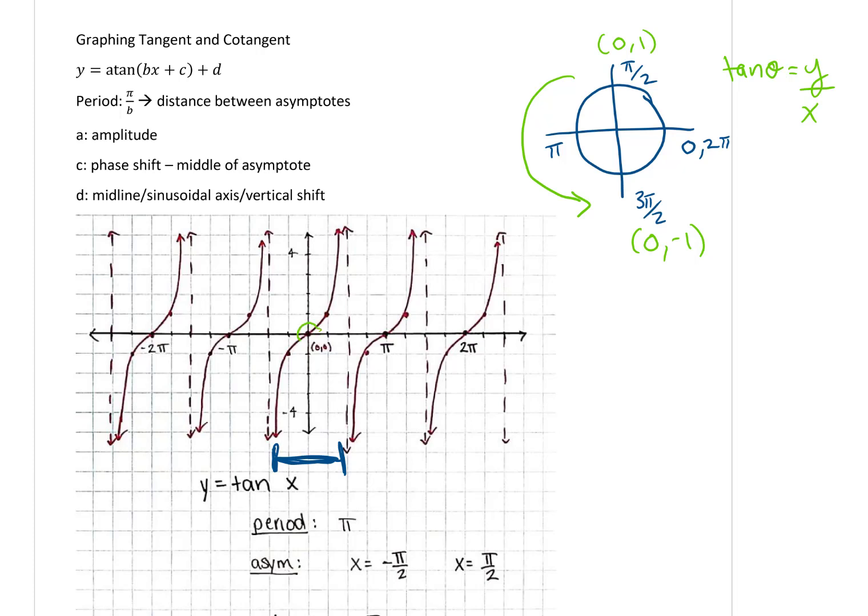Notice that it goes through 0, 0, and then we have a point at pi over 4, 1, and -pi over 4, -1. So these two spots right here. The period is pi, and the asymptotes are a distance of pi apart because of the period. Two asymptotes that we like to focus on are -pi over 2 and pi over 2. And then the graph repeats itself because it is periodic.